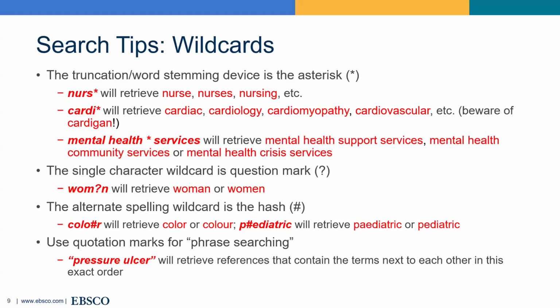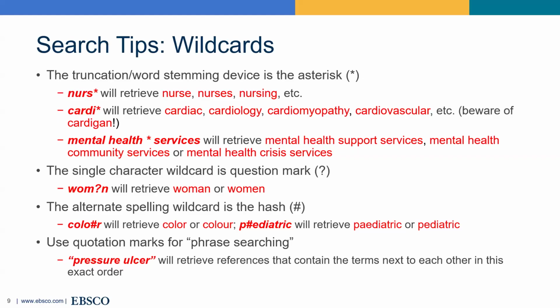Now you can also use the asterisk to take the place of a word. For example, if I were to enter mental health asterisk services, the search engine is going to look for phrases made up of the words mental, health, any other word, and services. So it would pick up things like mental health support services, mental health community services, mental health crisis services, and so on.